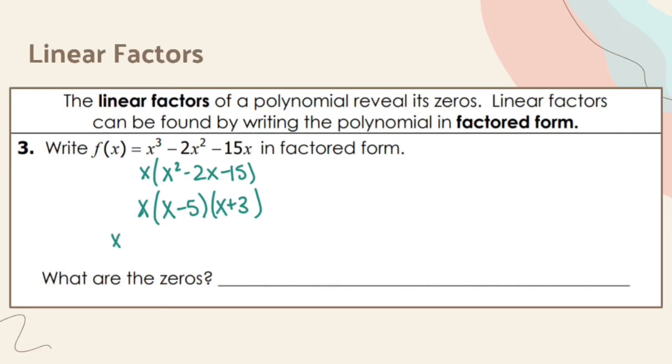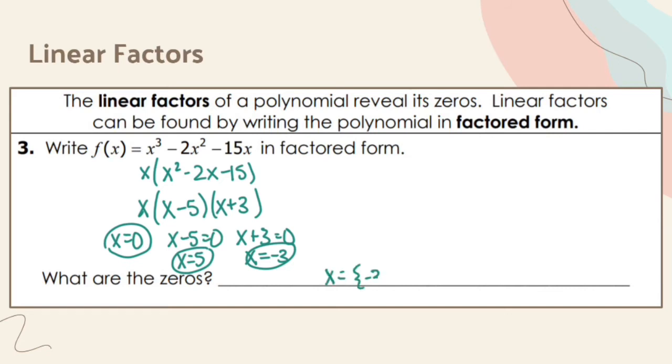Then we set each factor equal to 0. Now we're going to solve for each x value. This one is already solved. This one will give us x equals +5. This one will give us x equals -3. So the solution set is x equals -3, 0, 5. I usually write them in order from least to greatest.